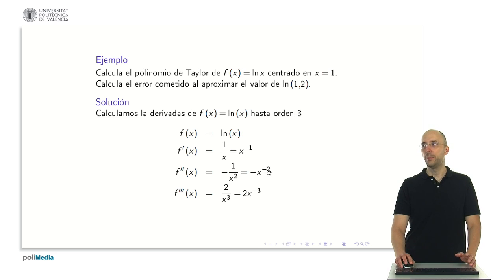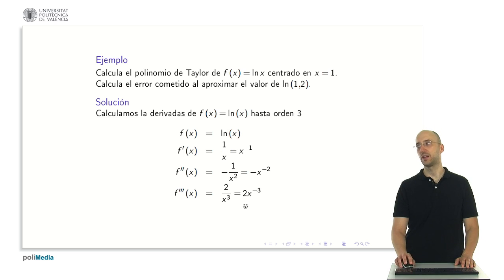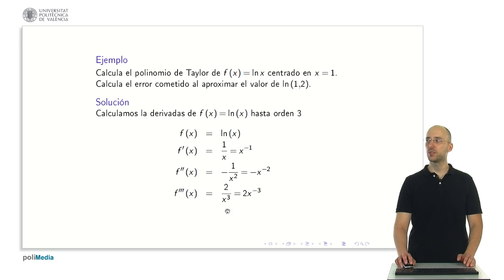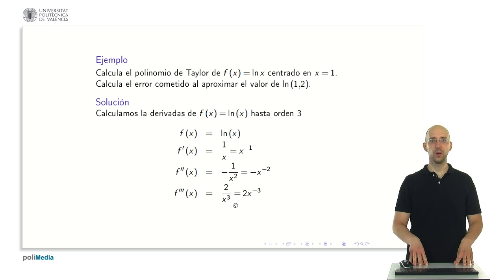The exponent, which is minus 2, comes down, multiplied by minus 1, which gives us 2. And I subtract 1 from the exponent. As it was minus 2, minus 1 is minus 3. And then I have the third derivative. Converting this expression into a fraction is quite easy. You merely place x raised to the minus 3 in the denominator. We already have the derivatives necessary for calculating the Taylor polynomial.